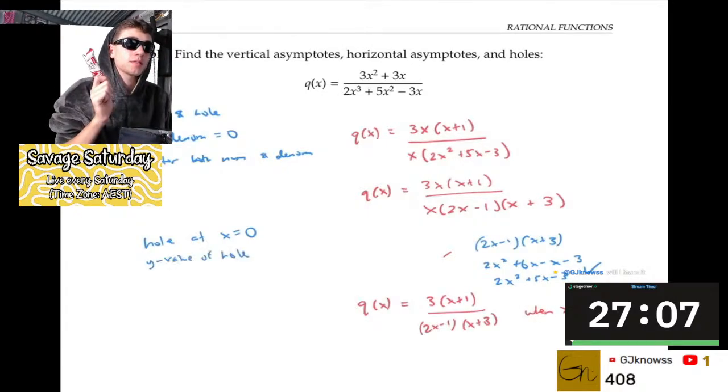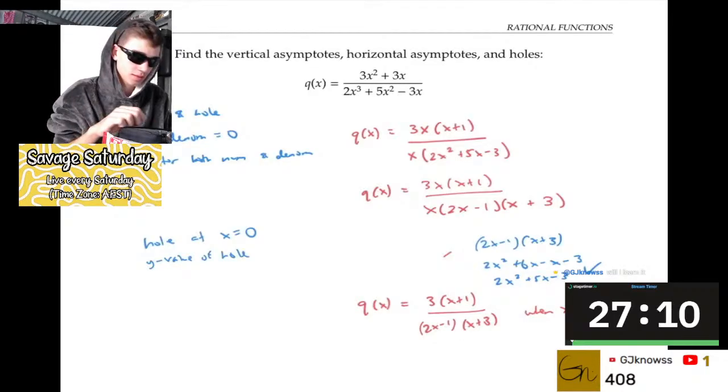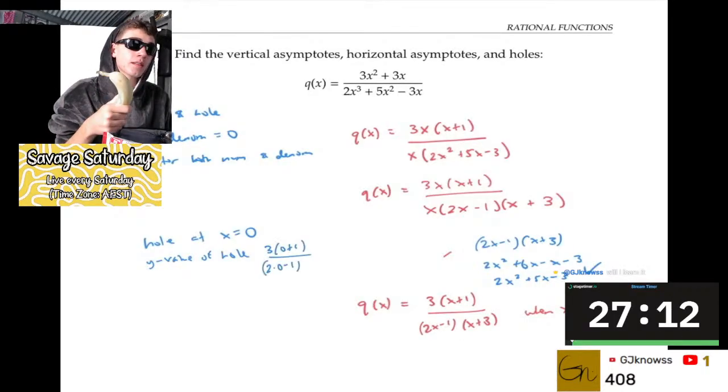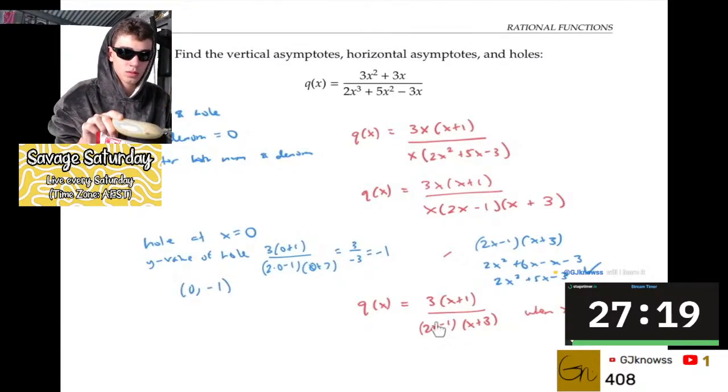So the y value of my hole is what I get when I plug 0 into my simplified version. That would be 3 times 0 plus 1 over 2 times 0 minus 1 times 0 plus 3, which is 3 over negative 3, or minus 1. So my hole is at (0, -1). Now all the remaining places that make my denominator 0 will give me vertical asymptotes.